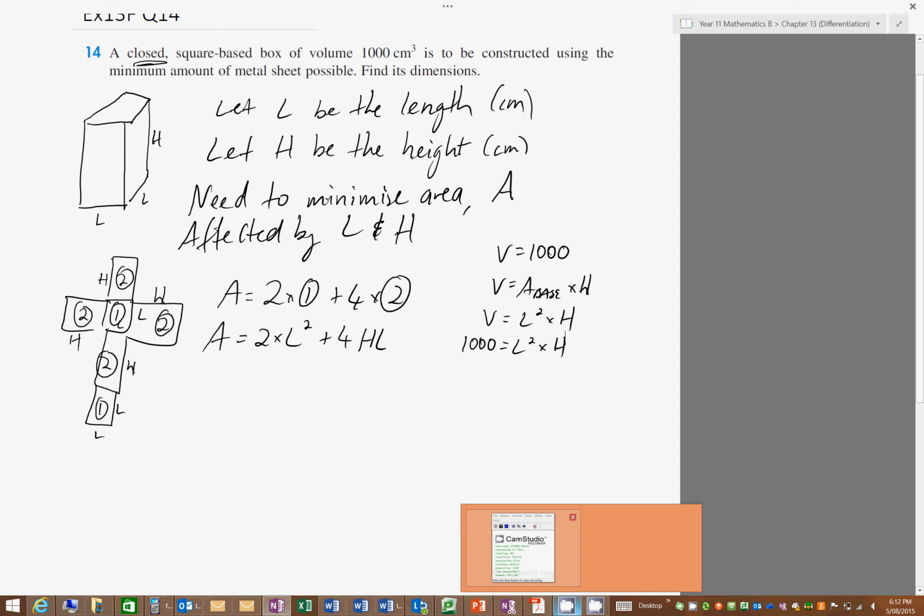I'm going to rearrange the second equation for H for 2 reasons. One, because question 13 told me to. If I rearrange for L, then I'm going to have to substitute into the L squared and the L, which I don't want to do. And also, rearranging for L will bring a square root in, which I don't want either. So all I'm going to do is just divide both sides by L squared.